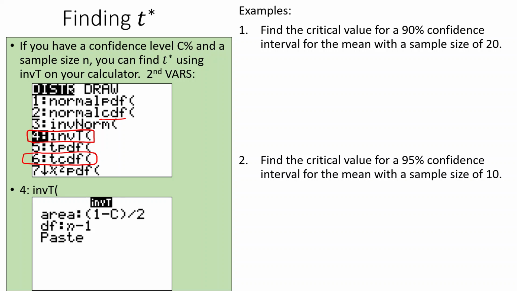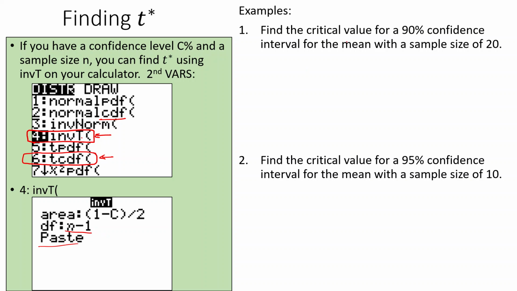If we want to work with a t distribution like we work with a normal distribution, we can do that right here. I don't know if I'd give you any problems with that, but inverse norm is more likely to be the one you use. Once you go to inverse t, you're going to find the confidence level. We're going to use that to find how much is left over in the ends. Your degrees of freedom is going to be n minus 1, and you're just going to paste.